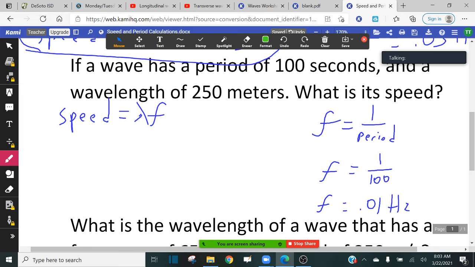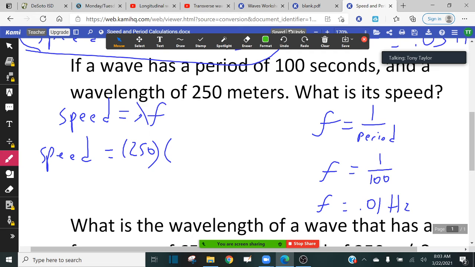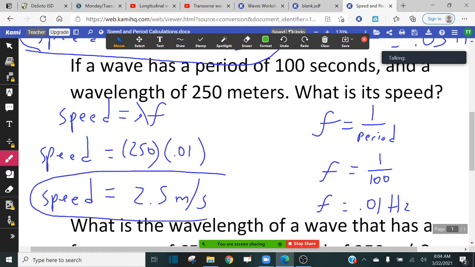So now I just plug into this equation for speed. The speed of my wave is equal to my wavelength, which is 250 meters, times my frequency, which is 0.01 hertz. So 250 times 0.01 gives me 2.5 meters per second for my speed. Okay, so hopefully everybody got that. Again, I found my frequency first and I just plugged it into this equation.